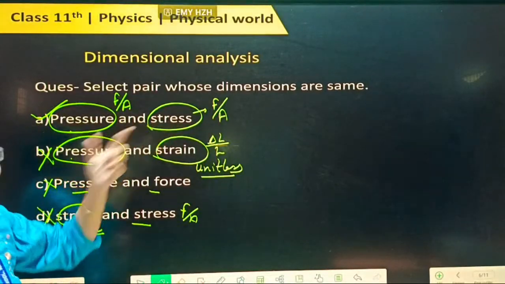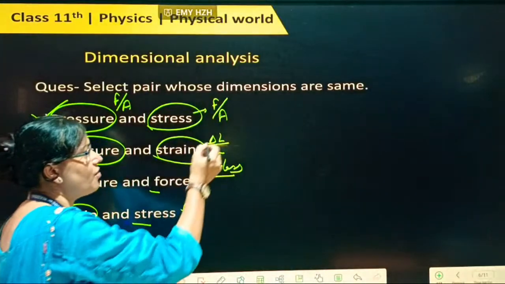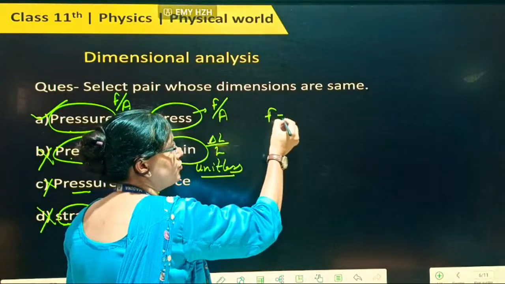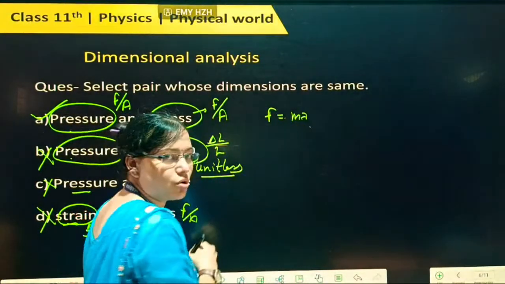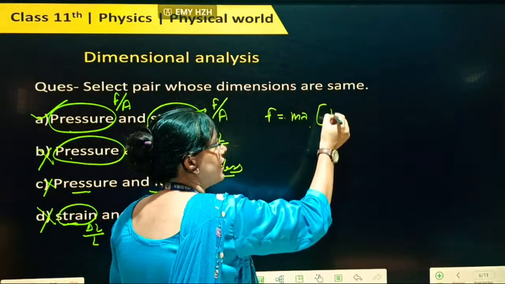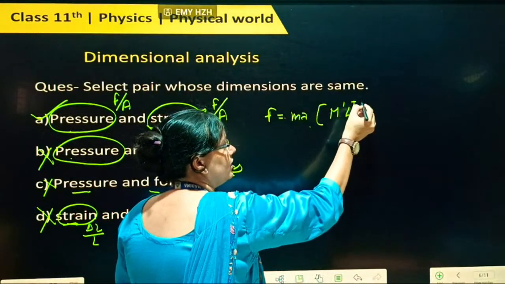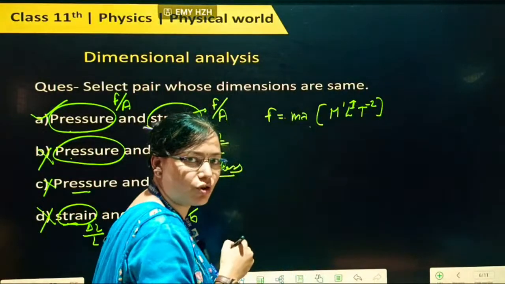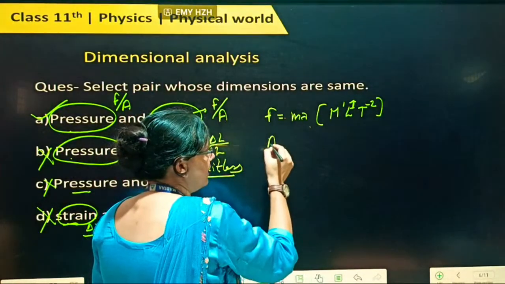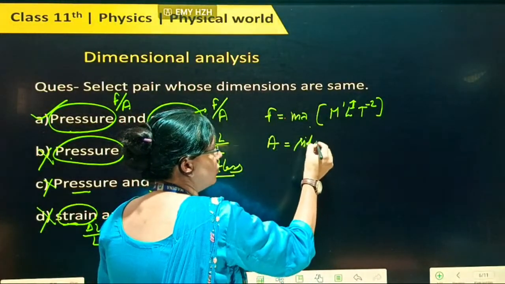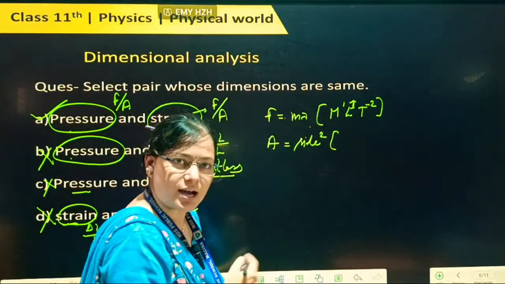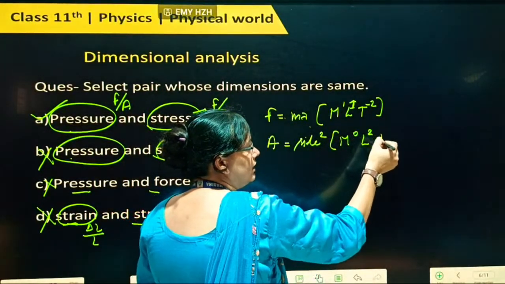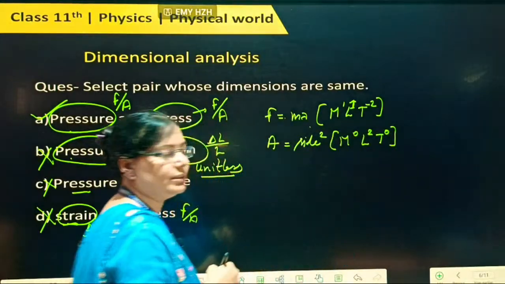Here, if you want to write its dimension formula, how can we write it, beta? For the force we can write the dimension formula as M1 L1 T minus 2. This is the dimension formula of the force. For the area, it will be side square, yes or no? For the square of the side, the mass is raised to power 0, length square, and T is raised to power 0 only.